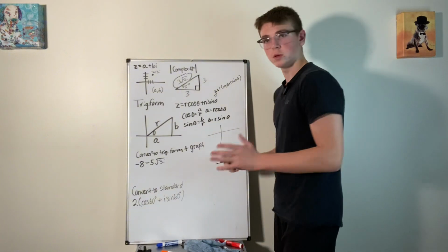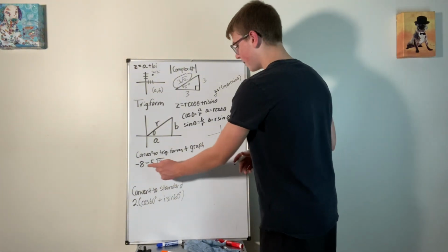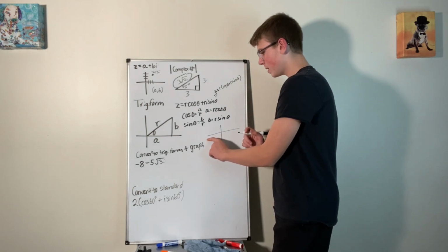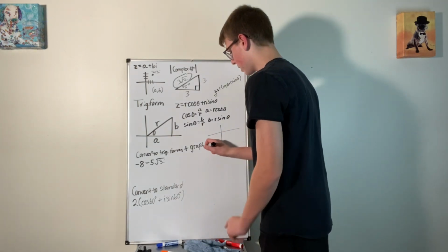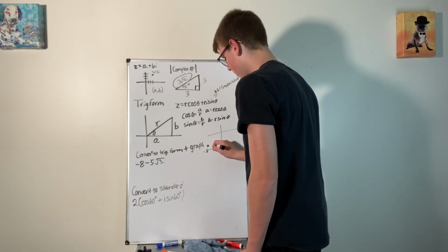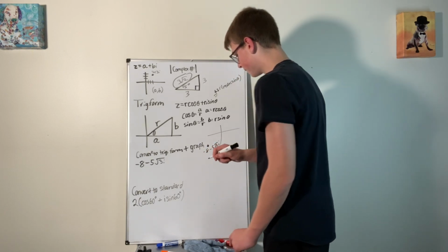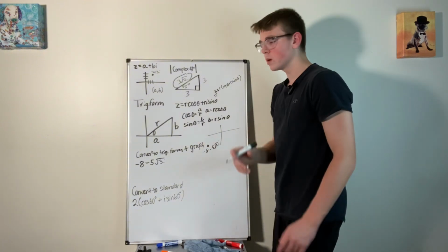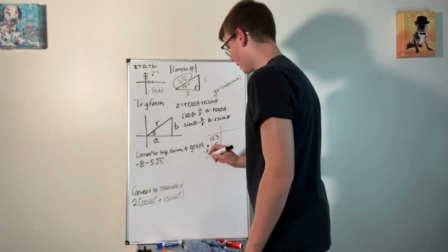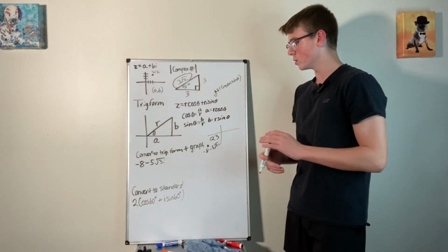Do a little graph. You just need to know what quadrant it is. Negative 8 minus 5 root 3i. Well, negative 8 goes this way. Negative 5 root 3 goes this way. And then you can label it negative 8 minus 5 root 3i. Yeah, we are in quadrant 3, which will be important to know.